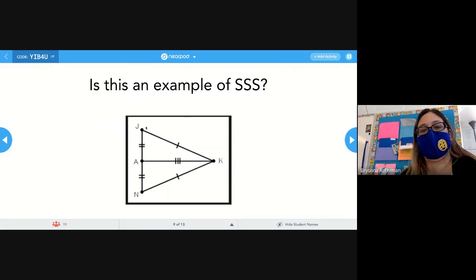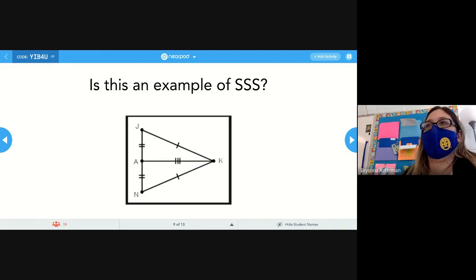So let's look at it. We have JK is congruent to NK because those both have 1 tally mark. So that's one side. And then we have JA is congruent to NA that has 2 tally marks. So that's 2 sides. And then we have AK and then AK. So what's going on with AK? Good. The 2 triangles are sharing that side. And so my question to you is, does AK equal AK? Yeah, they're the same. So of course they equal.